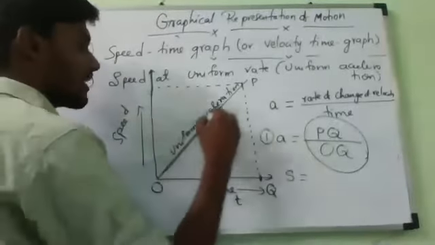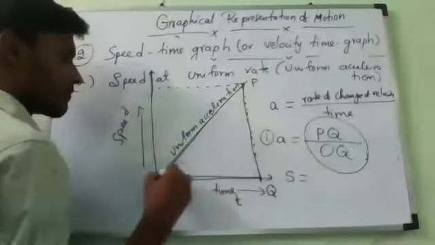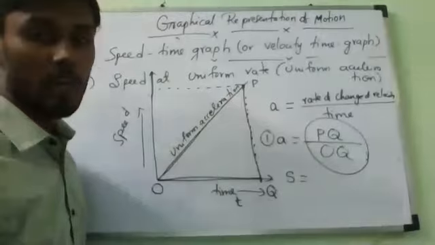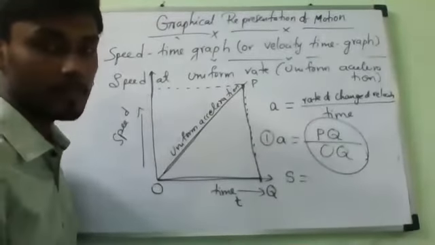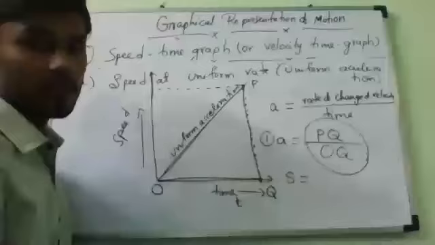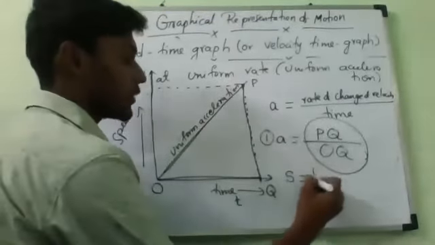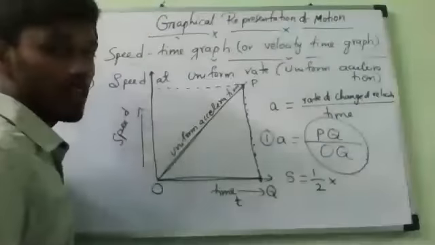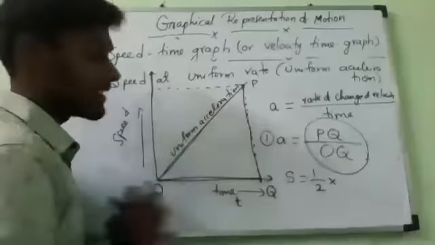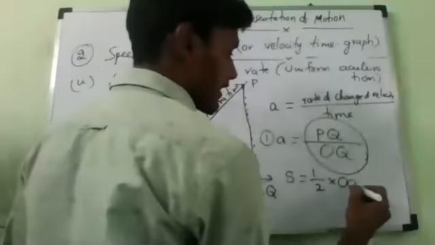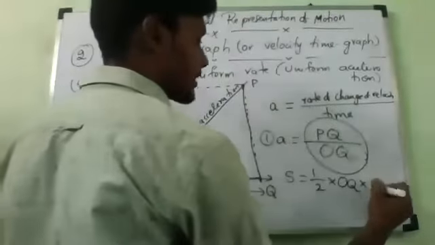So what is the distance traveled? This is the distance traveled by a body. What is it? Tell me. It is a triangle, correct? Triangle means what? Half into base into height. Base is OQ, into height, which is equal to PR.